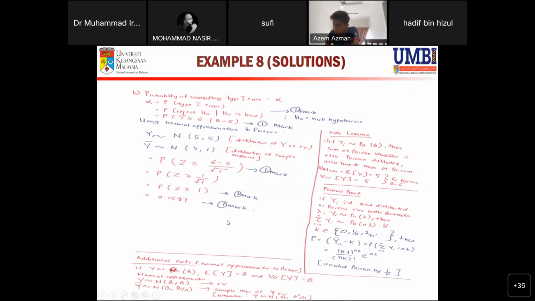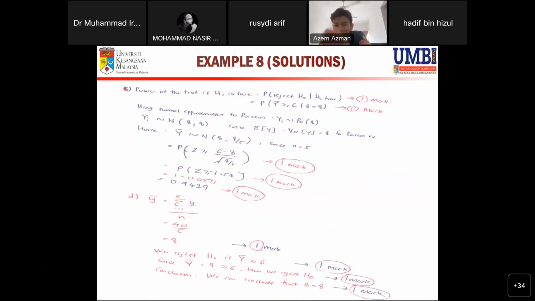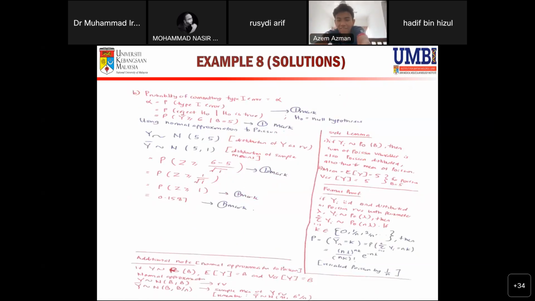mark. Okay. So in this case, to obtain the probability here, you just simply take 1 minus the probability of z less than 1, something like that. So we will obtain 0.1587. Okay. So that's how you do it for this question. All right, so we go to the next question.